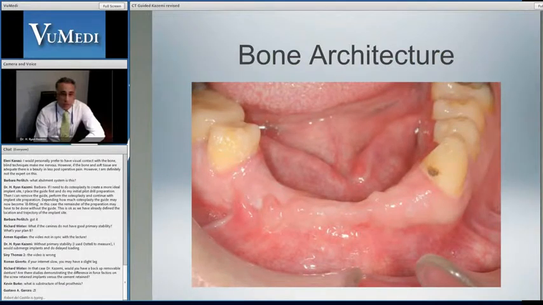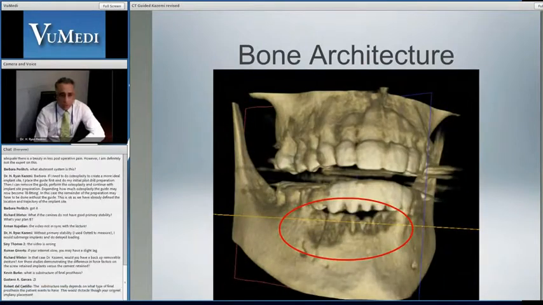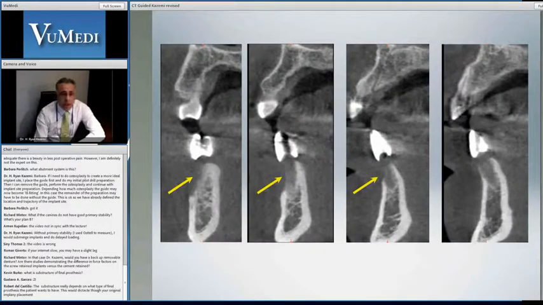So if you look at one of the most obvious benefits of the scan, it is looking at the bone architecture and the bone anatomy. Here's a patient who was involved in a car accident and lost a number of lower anterior teeth. At first glance, the ridge seems to be fairly reasonable until we take a scan and we note that there is a significant defect on the buccal plate.